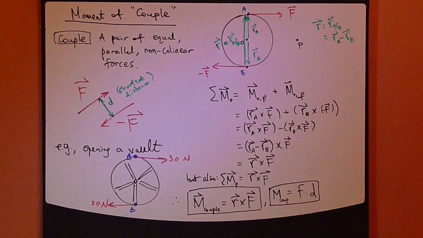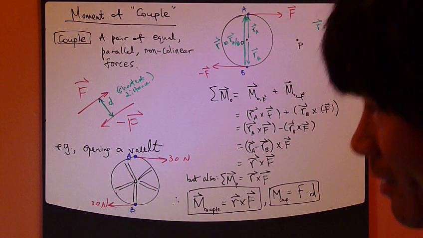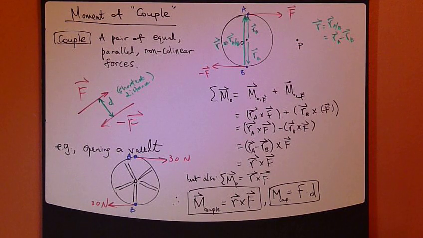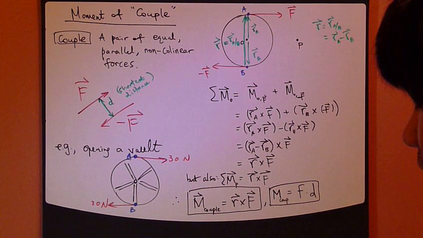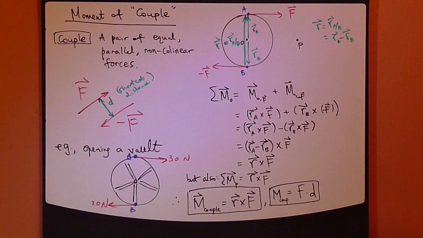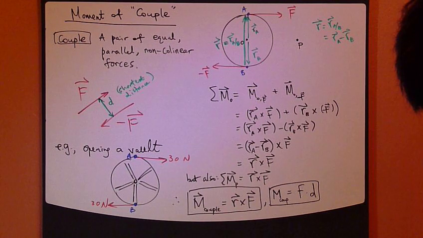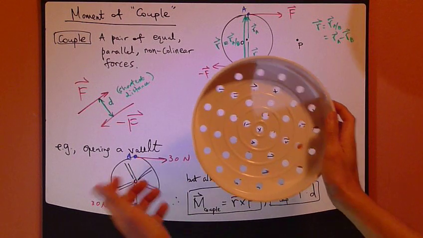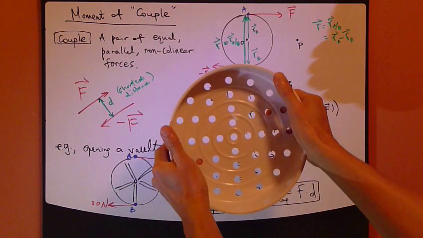Next, I'm going to talk about something called couple. Okay, couple is something that's very, very common in statics analysis. Now, imagine you're trying to open a vault door, or let's say you're driving. So let's say it's a steering wheel or something. So you're doing this.